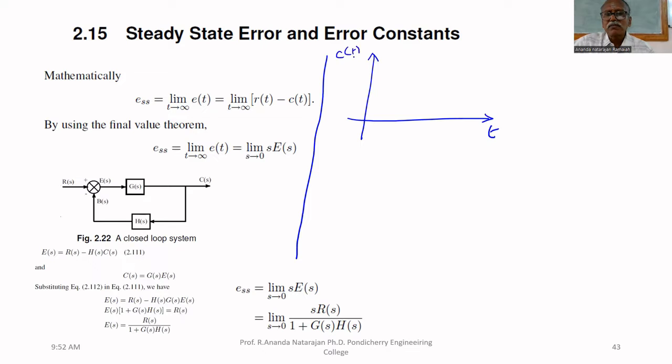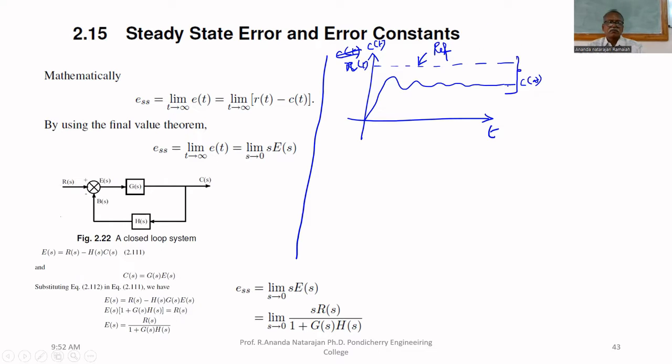This is output C of t. This is the response. Suppose the reference R of t is here. The Y-axis is C of t, and in that we marked R of t, the reference. But the system settled here, at C of infinity. So there is a difference. Finally, there is a difference.